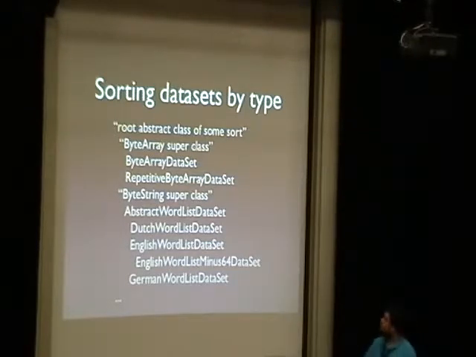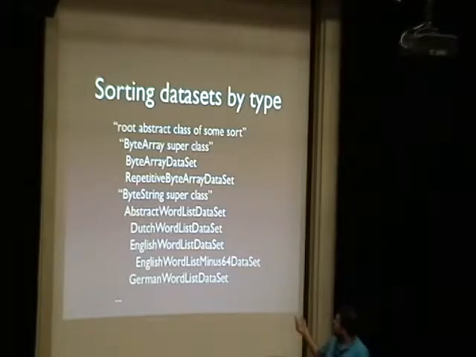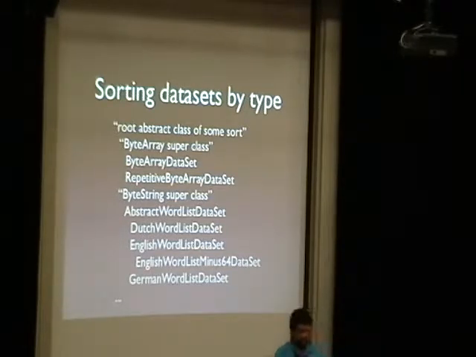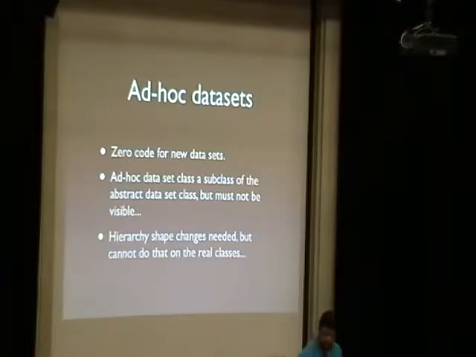There you go. But the problem is, there would be some root class in this tree of some sort, but it doesn't exist. And the byte array superclass for all those doesn't exist either. And the same for the string ones. It's like, well, what's going on here? And how am I going to mix and match all these things? All those problems that I just talked about.